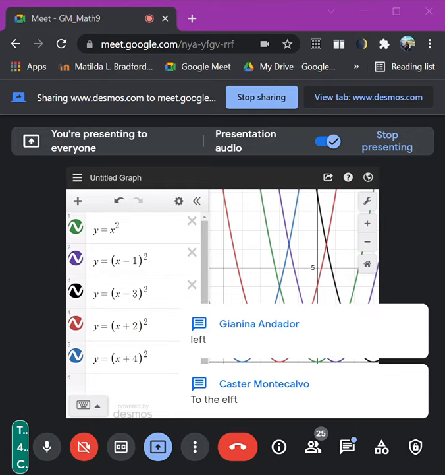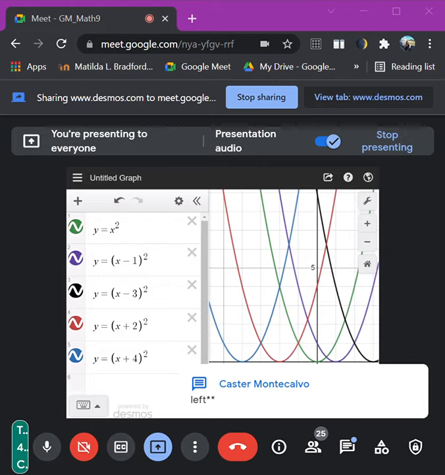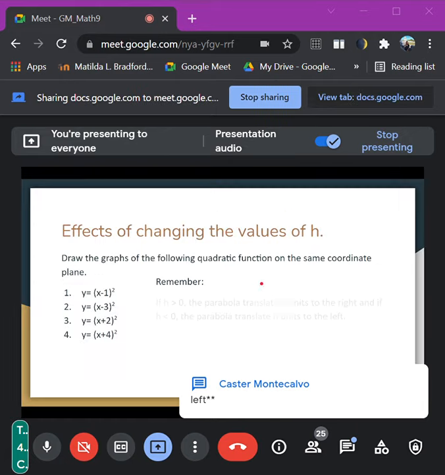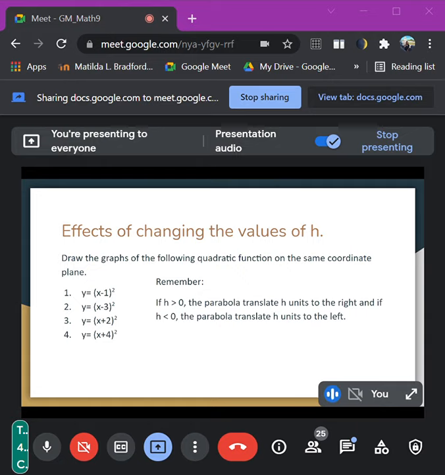Okay. Or we can say, class, that we are going to remember: if h is greater than 0, meaning a positive number, the parabola translates h units to the right. And if h is less than 0, meaning negative numbers, the parabola translates h units to the left. Okay? So, do you have any questions on the effects of changing the values of h?